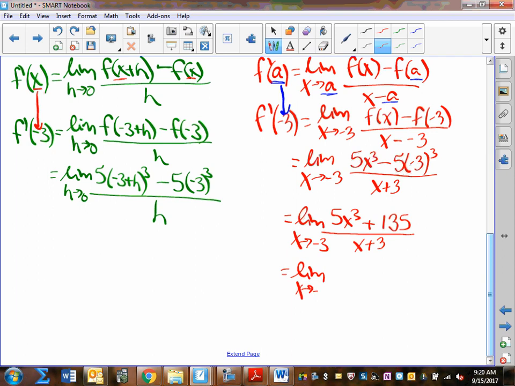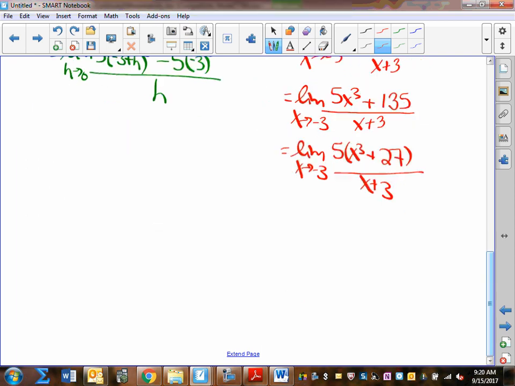Limit as x approaches -3. Take out my 5, so I have x cubed plus 27 over x plus 3. Again, we already have that kind of hint indicator that we're going to have something back from x plus 3. We're pros now. We have our sum of cubes. x plus 3, x squared minus 3x plus 9, multiplied, same thing on the sign as well. Okay.